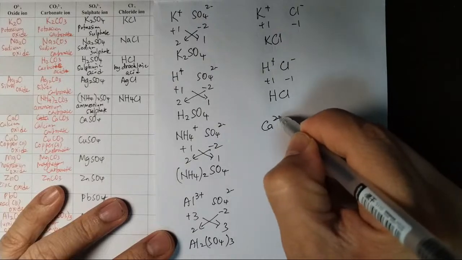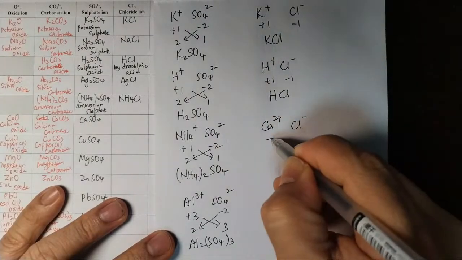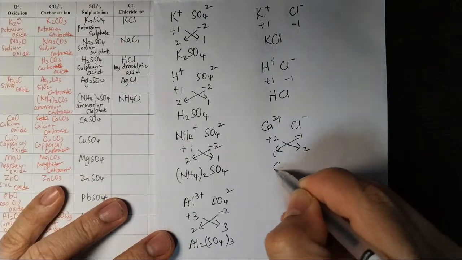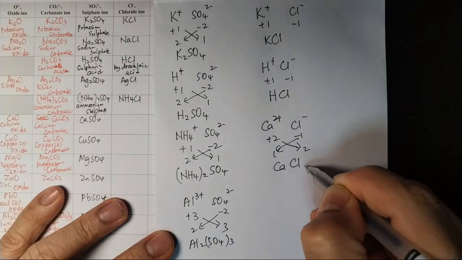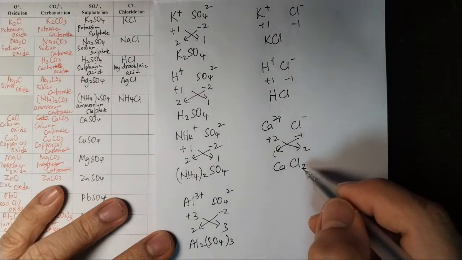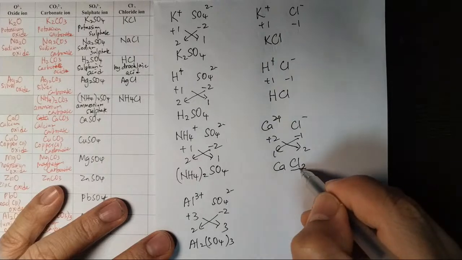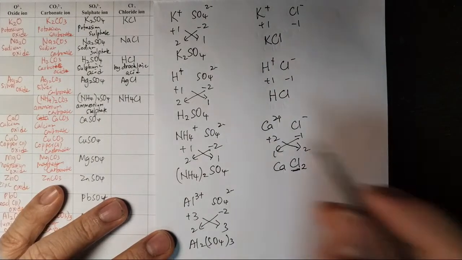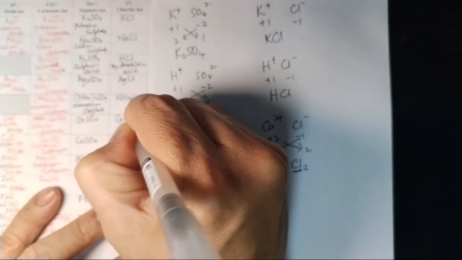then calcium chloride. Okay, here. Calcium chloride. Okay, so positive 2, negative 1. 1, 2. So it's CaCl2. This one no need to put a bracket, no? No need bracket because chloride is only one element. So no need put bracket. So CaCl2.